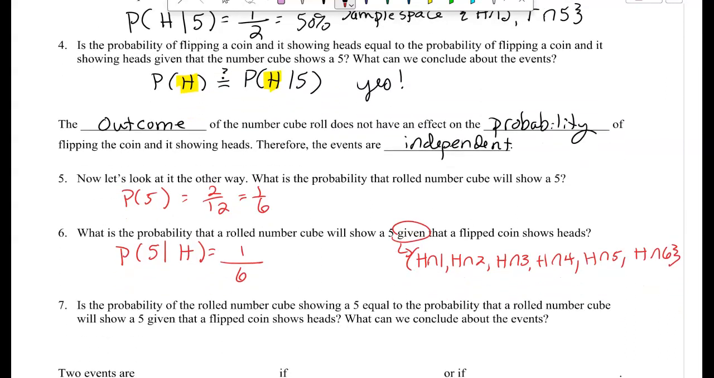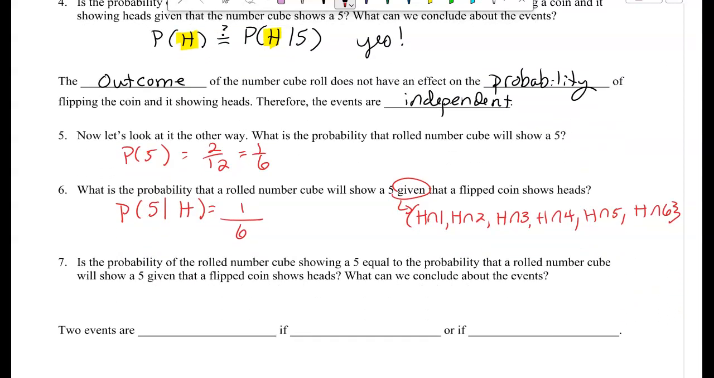Look at the question, next question here. Is the probability of the rolled number cube of 5 equal to the probability of getting a 5 given I flipped heads? Here's what I'm asking. Is this true? Is 1/6 equal to 1/6? So guess what? These events are definitely independent. So that's another way of doing their independence.